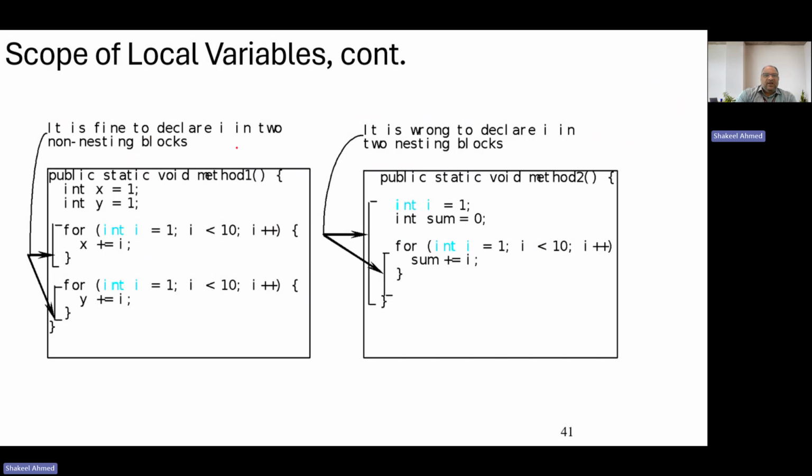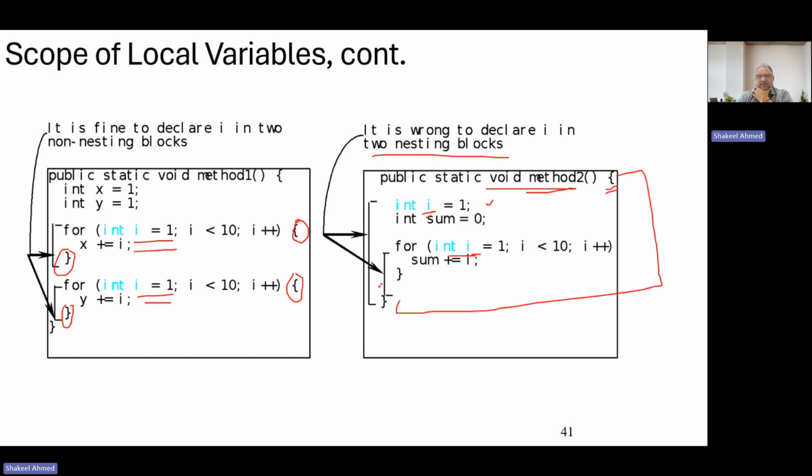So it is fine to declare i in non-nesting blocks, as I mentioned already: i = 1 here, i = 1 here. These are separate blocks, so it is no problem if you declare the i value separately. It is wrong to declare i in two nesting blocks. You see here we have an i value in one particular method, and again you are declaring i over here. So you start the block here and end the block here, and you are declaring the i value two times, here one time and here one time. So that will also cause an error.